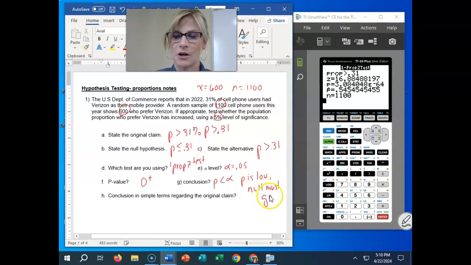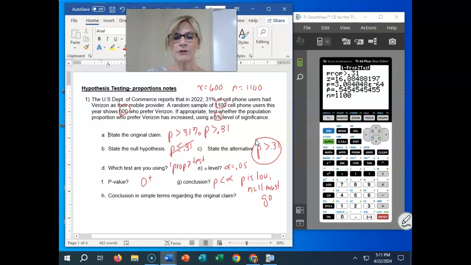Must go. So what you're going to do is come up here to the top and mark out your null very, very lightly, and circle your alternative. That means that's the one that you actually believe. You believe your alternative is true.